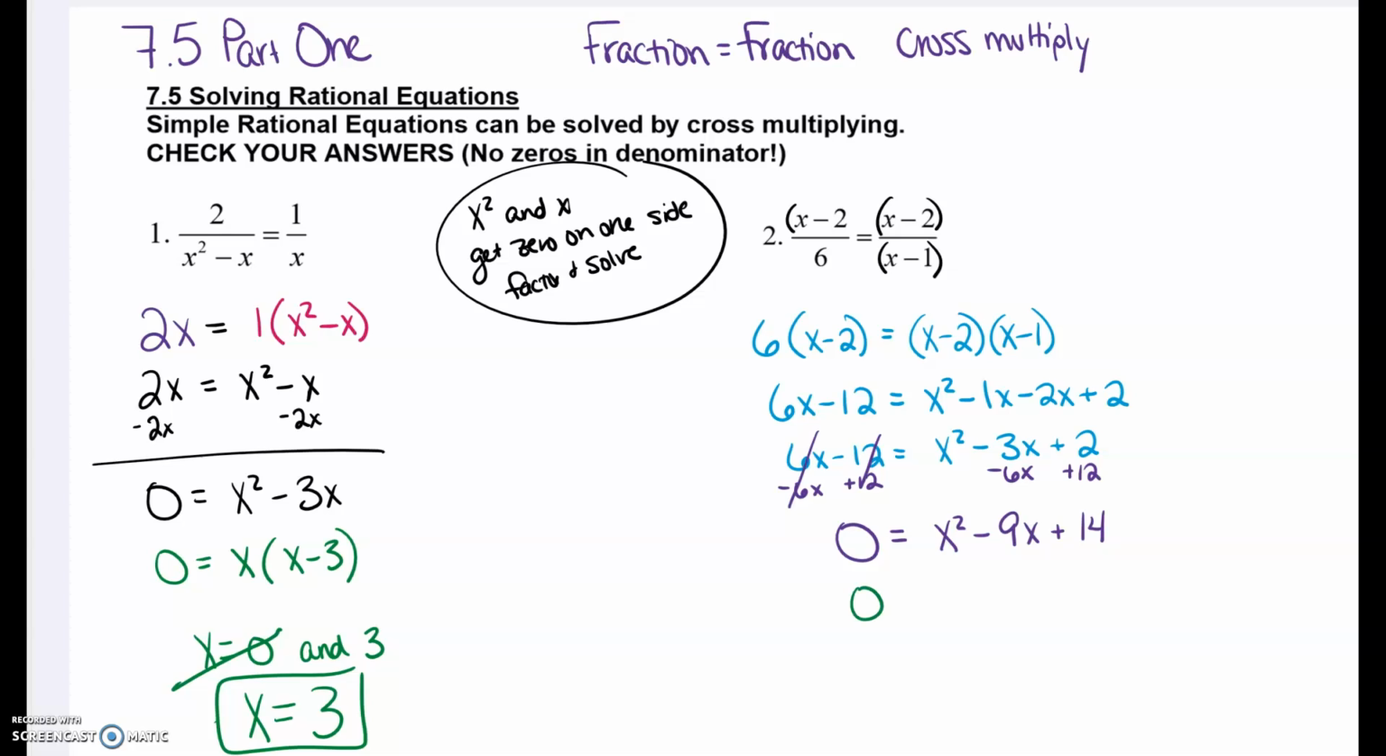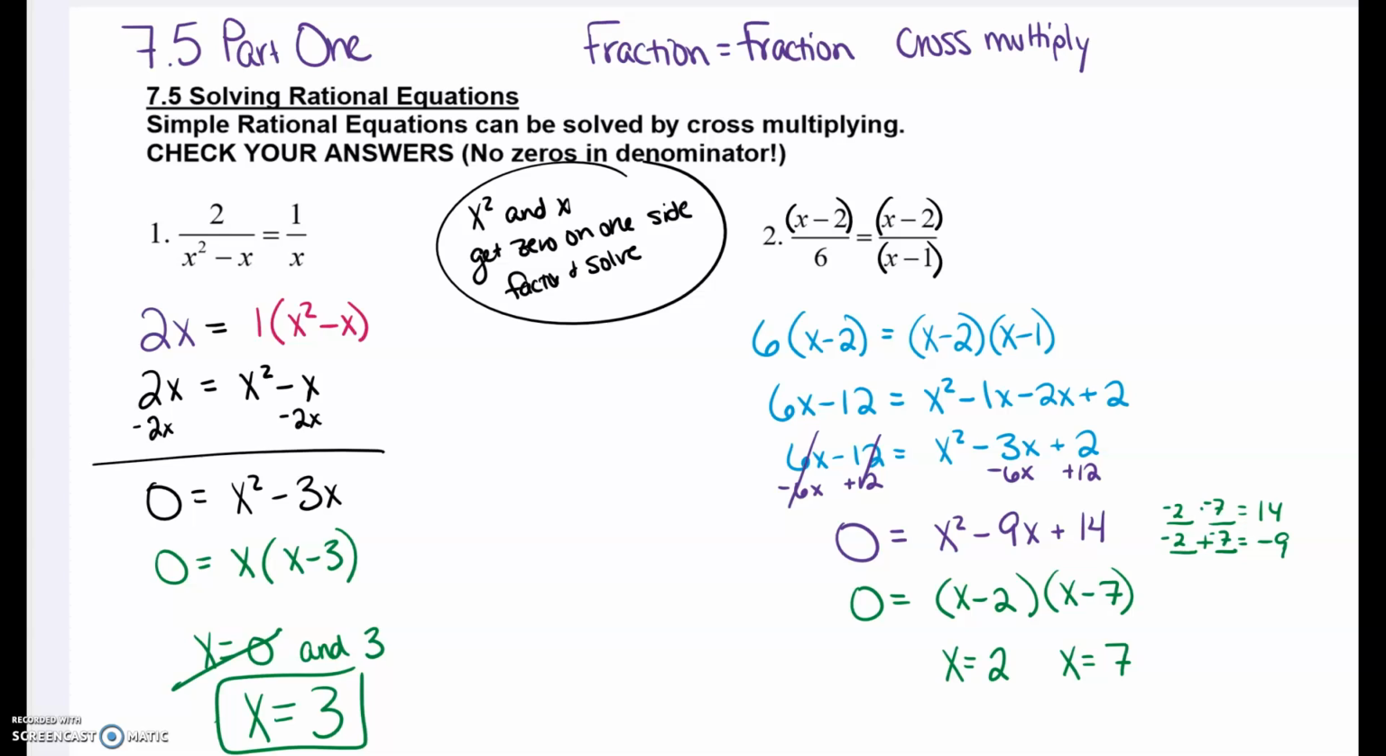We need to factor. We're looking for 2 numbers that multiply to give us 14 and add up to negative 9. If they're adding up to a negative and multiplying to a positive, that means they're both negative. So negative 2 and negative 7. So x minus 2, x minus 7. So I just realized, nope, I lost that parenthesis. Okay. This means our solutions are positive 2 and positive 7.